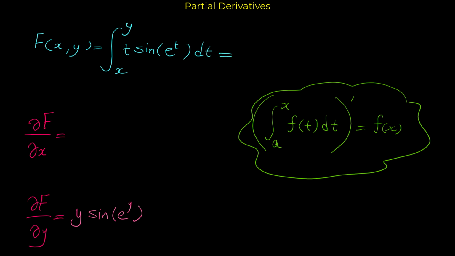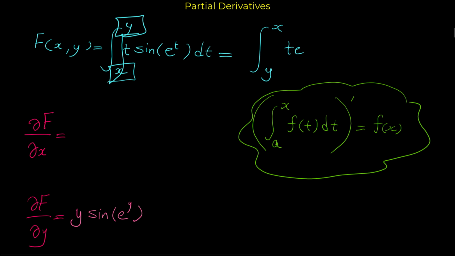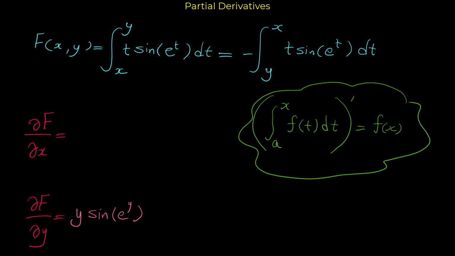If you remember, we can switch the upper bound and lower bound of any integral. So we can write this as an integral from y to x of t sine of e^t dt by putting just a negative outside. So whenever you have a definite integral like this, x to y, you can switch the two bounds. But when you switch the lower bound and upper bound, don't forget to put the negative outside. These two are equal. Now, we can use the fundamental theorem of calculus because x is on top.